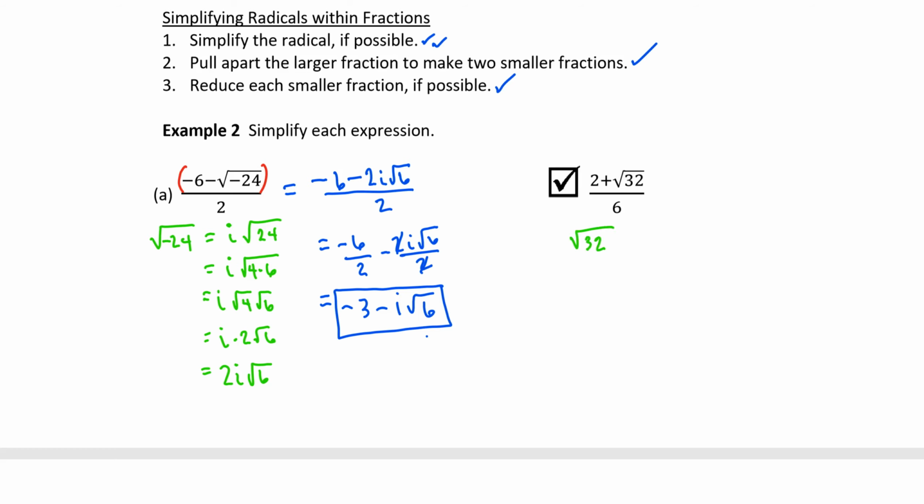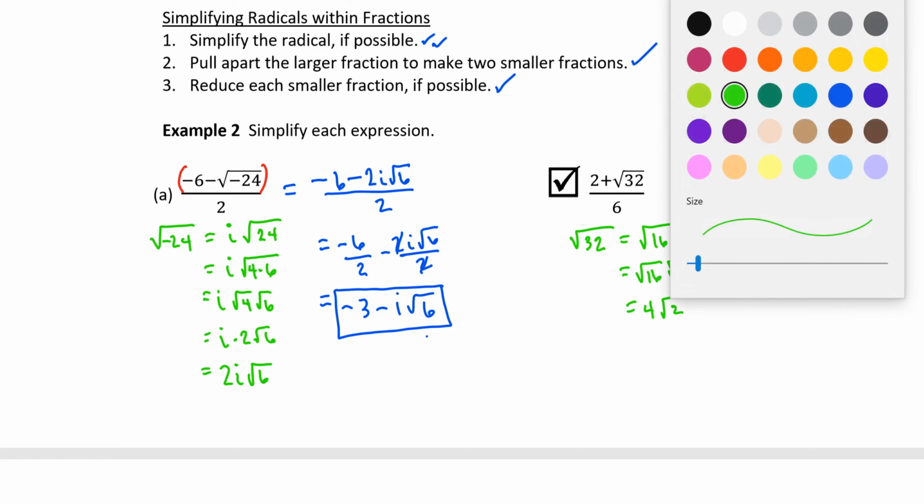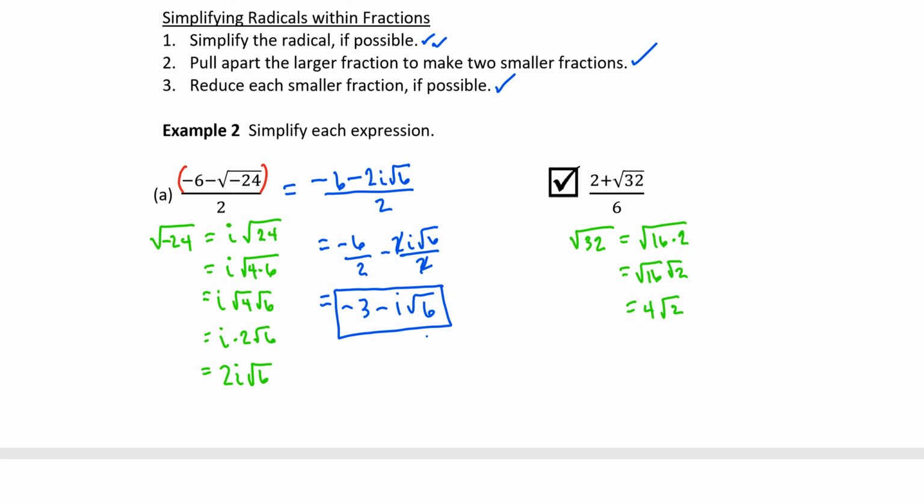Let's work on the radical part first. We can think of the square root of 32 as the square root of 16 times 2. 16 is a perfect square, so we can reduce that as 4 square root of 2. So now that we've taken care of that small part of this evaluation, we can replace the square root of 32 with 4 square root of 2, and then divide the whole thing by 6.